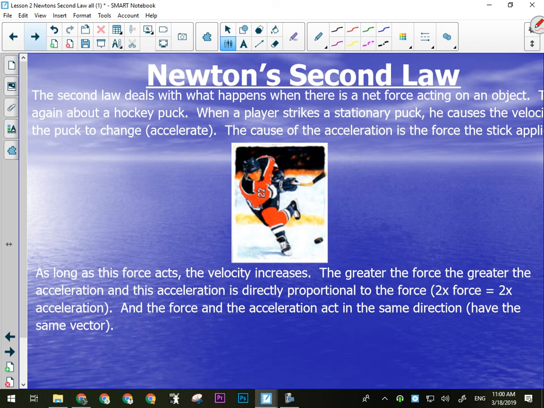So if we go back to that hockey puck example, then the force that is applied to the puck will cause the acceleration as long as the force is acting. The second that puck leaves the stick, the force is gone. The acceleration will stop. Or in the real world, the acceleration will become negative because now there's all the drag forces that are starting to slow the puck down. Does everyone kind of follow me on that?